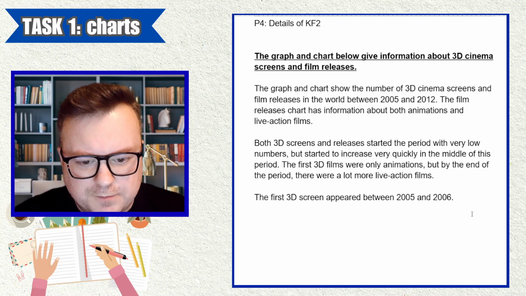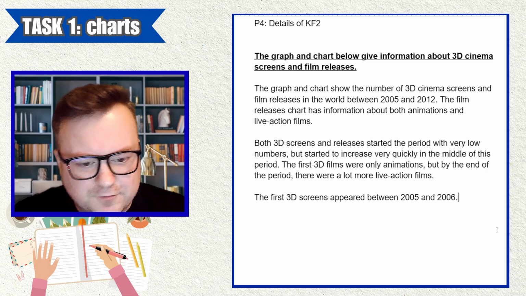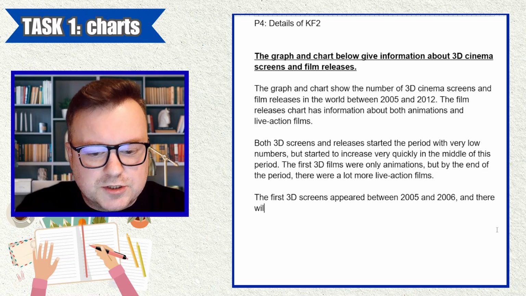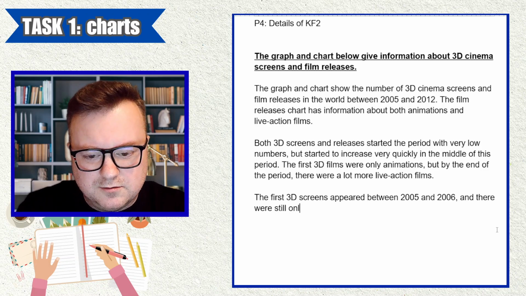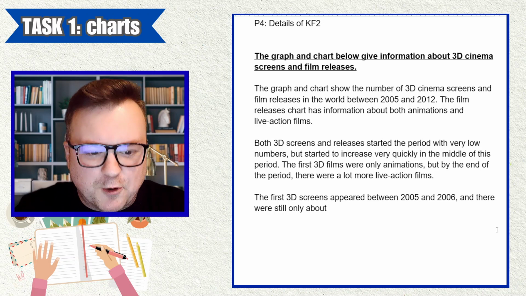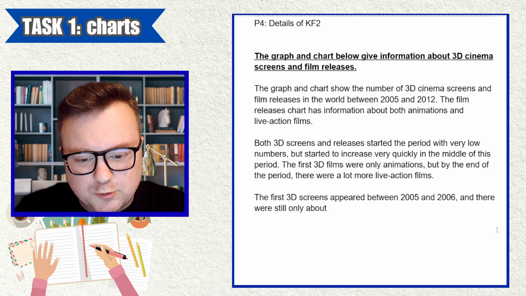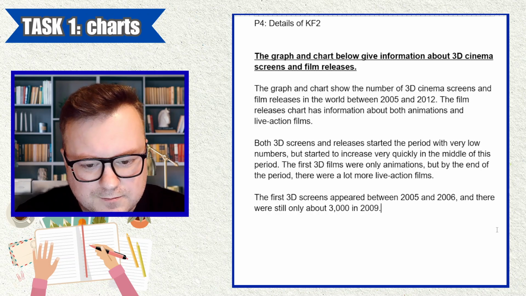The first 3D screen appeared between, let's say screens, appeared between 2005 and 2006, and there were still only about is not great in academic writing, but approximately is probably better, still only about 3,000 in 2009.